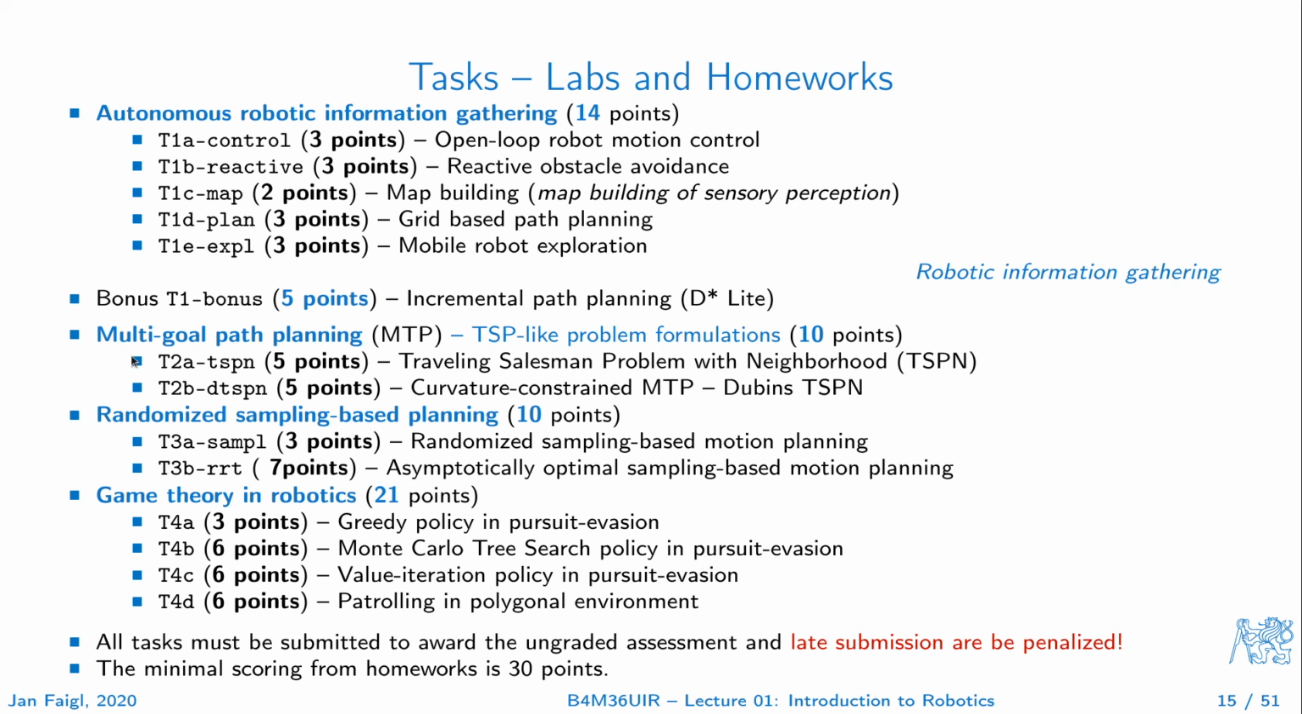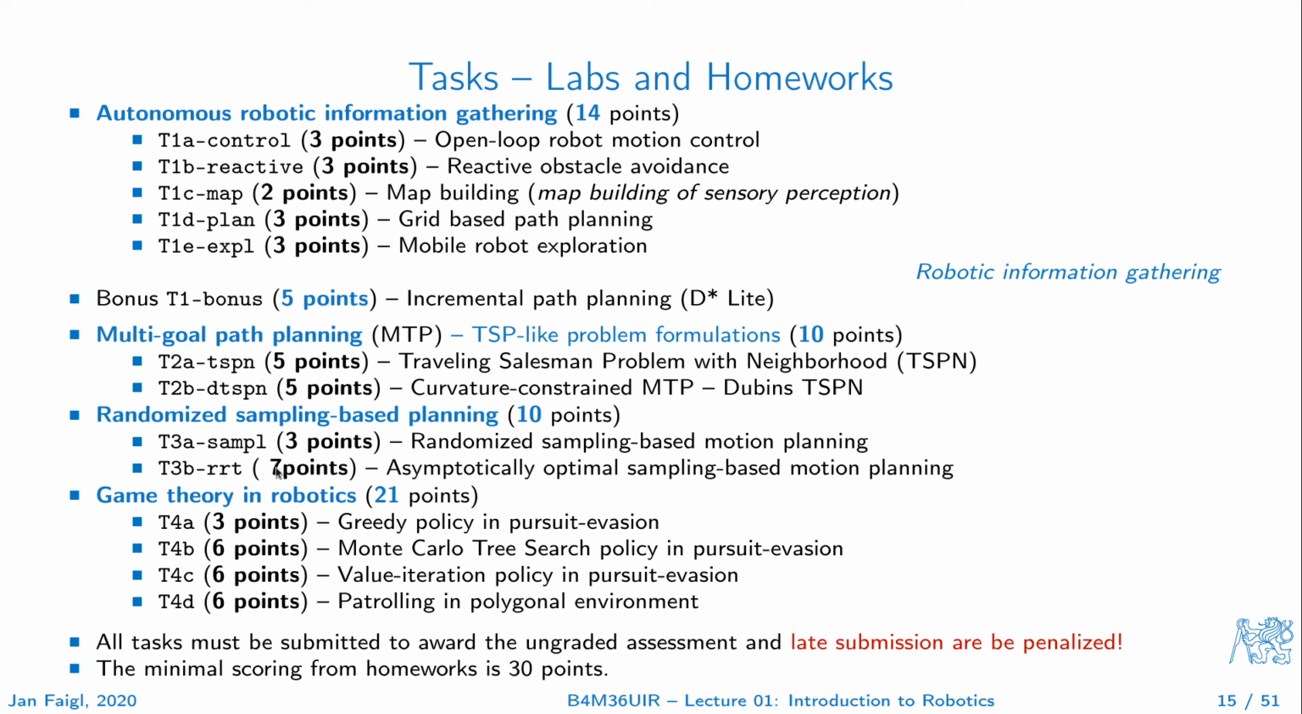The second topic is multi-goal path planning, which is mostly TSP problem formulations. There is the traveling salesman problem with neighborhoods, and curvature-constrained multi-goal planning, which is the Dubins traveling salesman problem with neighborhoods. You will become familiar with solutions for these problems. Then we will switch to randomized sampling-based planning, because that's essential for motion planning of very complex systems such as walking robots or even robotic manipulators.